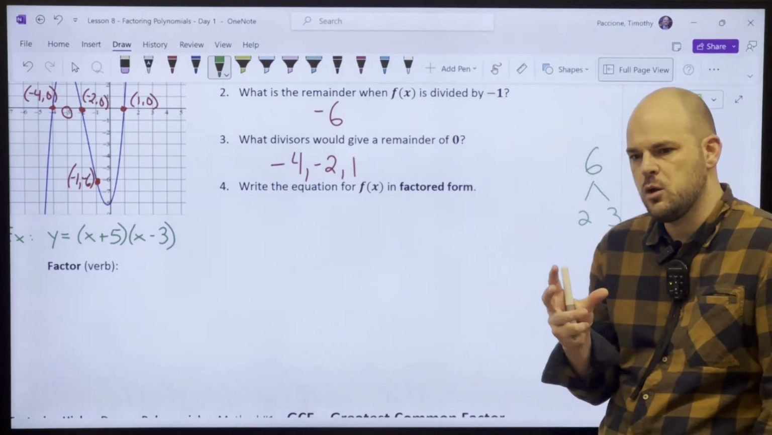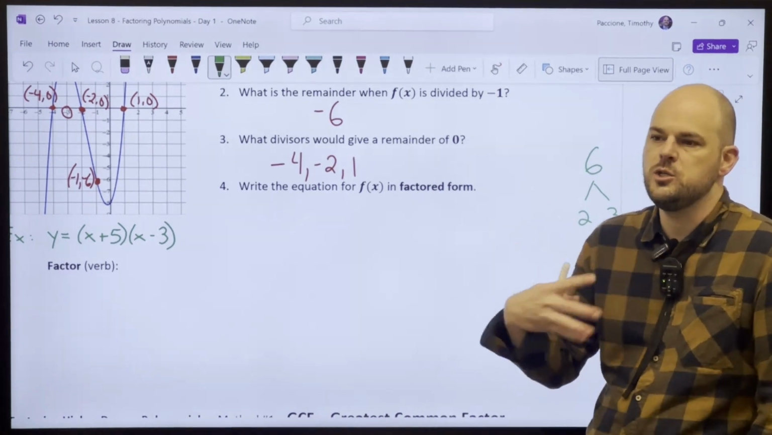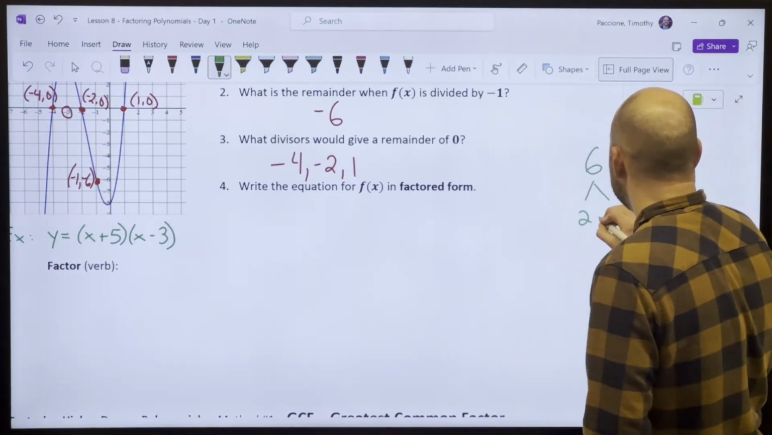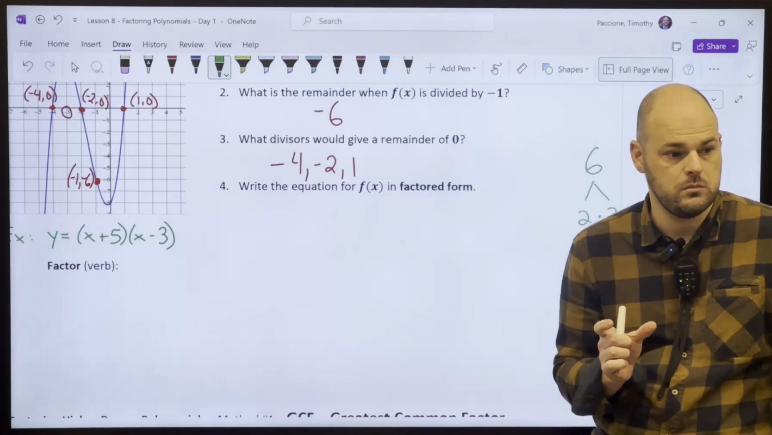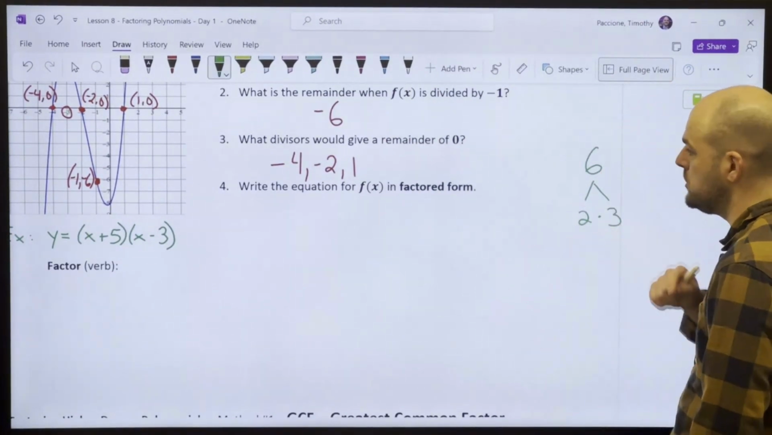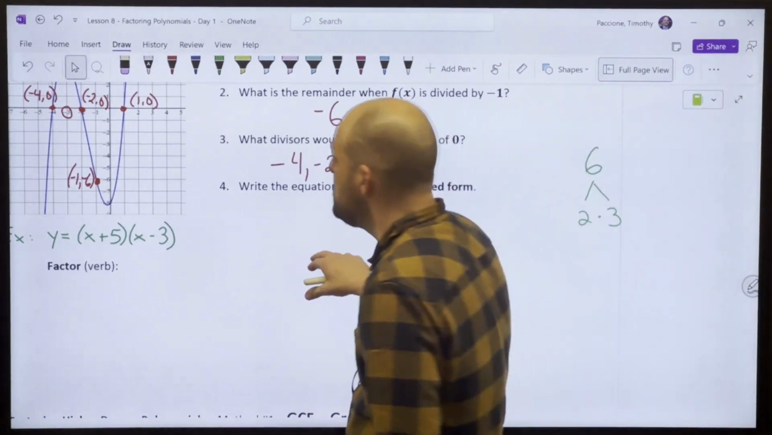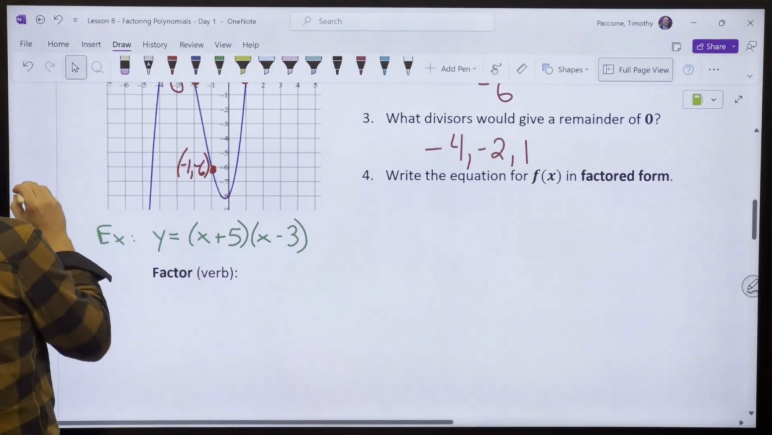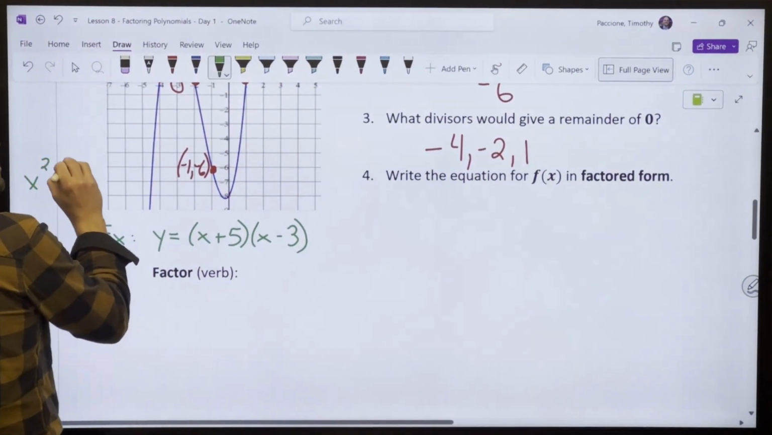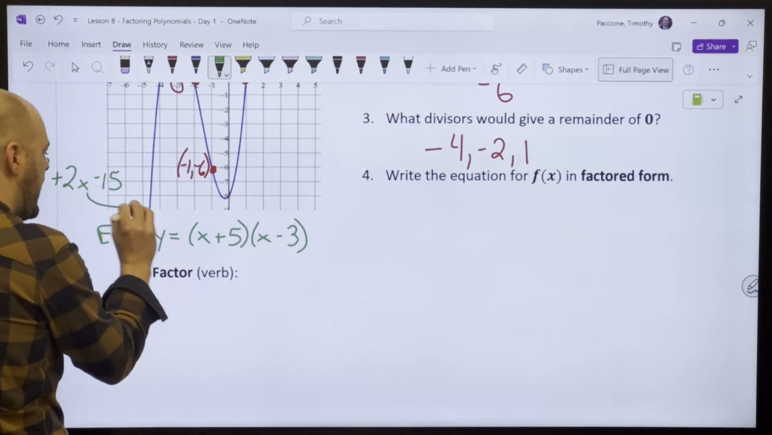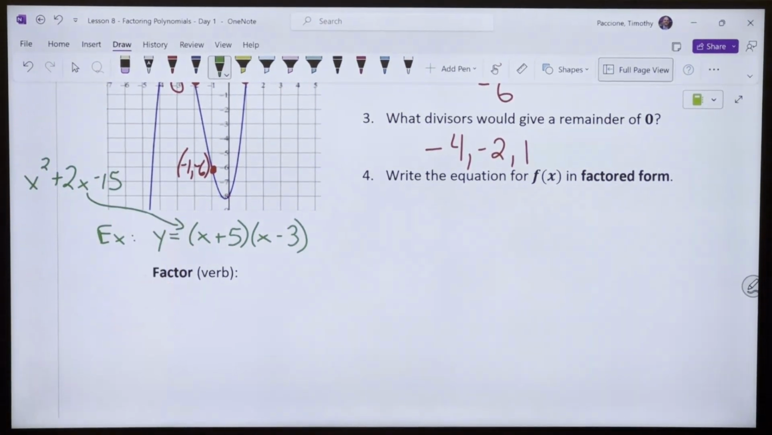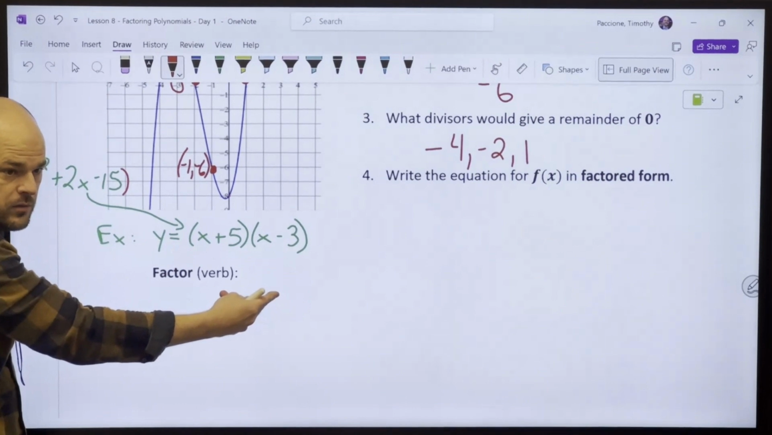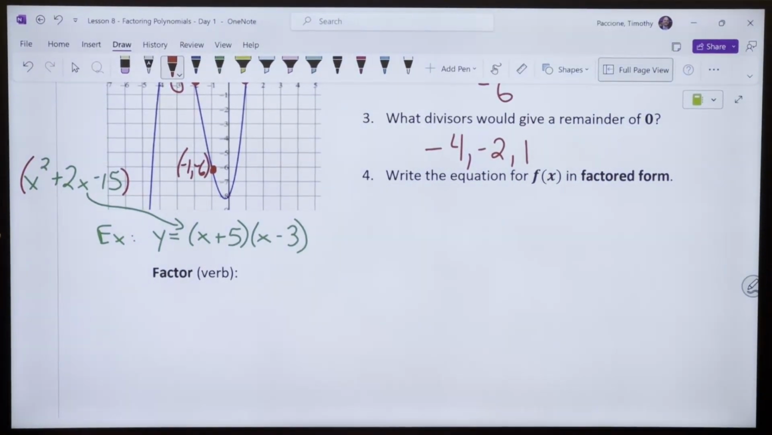So think about that. Like, when we say factor, let's not just use the word. Let's think about what it means. I'm taking a bigger thing, and I'm breaking it down into the multiplication of littler things, right? So for instance, maybe the problem started out with x squared plus 2x minus 15, and I factored it, and I got that, right? I had a bigger thing, and I broke it down into the multiplication of littler things, right? That's factoring, right? That's why we call it factored form.